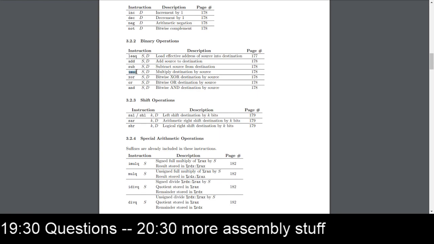And imul is just simple multiplication of source by destination, and I think this won't store if the number becomes too big. You have a problem and start. So then it will multiply s by d and store the result in d, I believe. Yeah, multiply destination by source. So use imul.